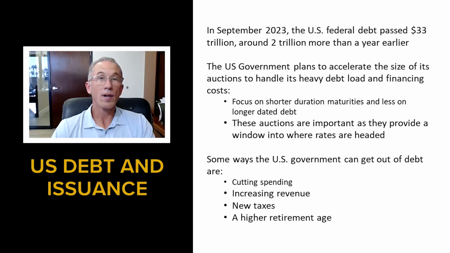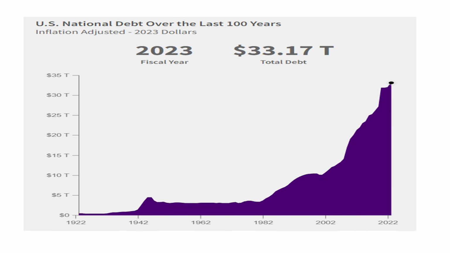These auctions are important as they provide a window into where rates are headed. Some ways the U.S. government can get out of debt are cutting spending, increasing revenue, new taxes, and a higher retirement age.